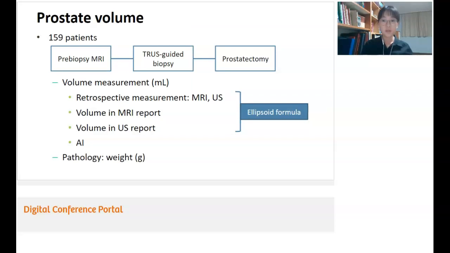I was curious about the accuracy of the prostate volume measured by AI. So I compared the prostate volume measured by AI and measured in MRI and ultrasound in the clinical routine. I measured the volume retrospectively on MRI and ultrasound too. In the clinical report and my retrospective review, the ellipsoid formula was used. The prostate gland's weight was collected from the pathology results.